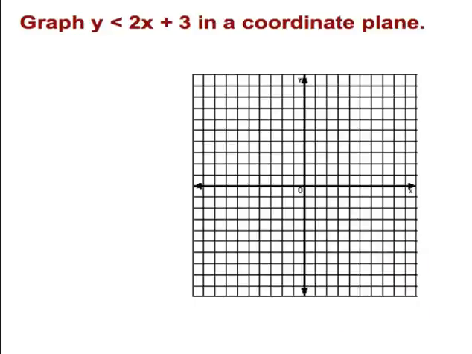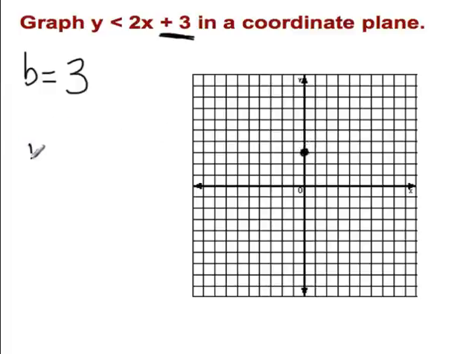Now let's graph y is less than 2x plus 3 on the coordinate plane. Think back to y equals mx plus b. Same thing. When we are graphing, we have to start with the y-intercept. And for this inequality, our y-intercept is 3. In mx plus b, the b is positive 3. So I would start by graphing that on the y-axis, because the y-intercept is where the line crosses the y-axis.